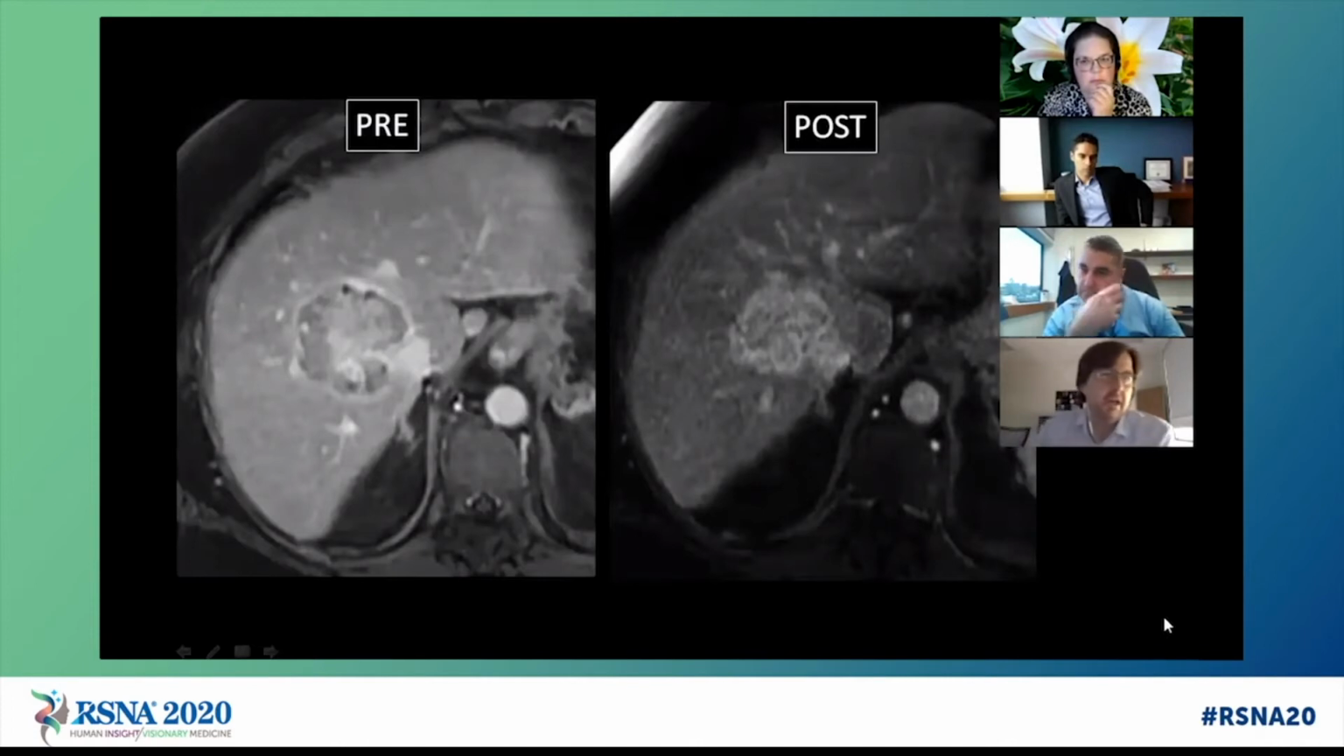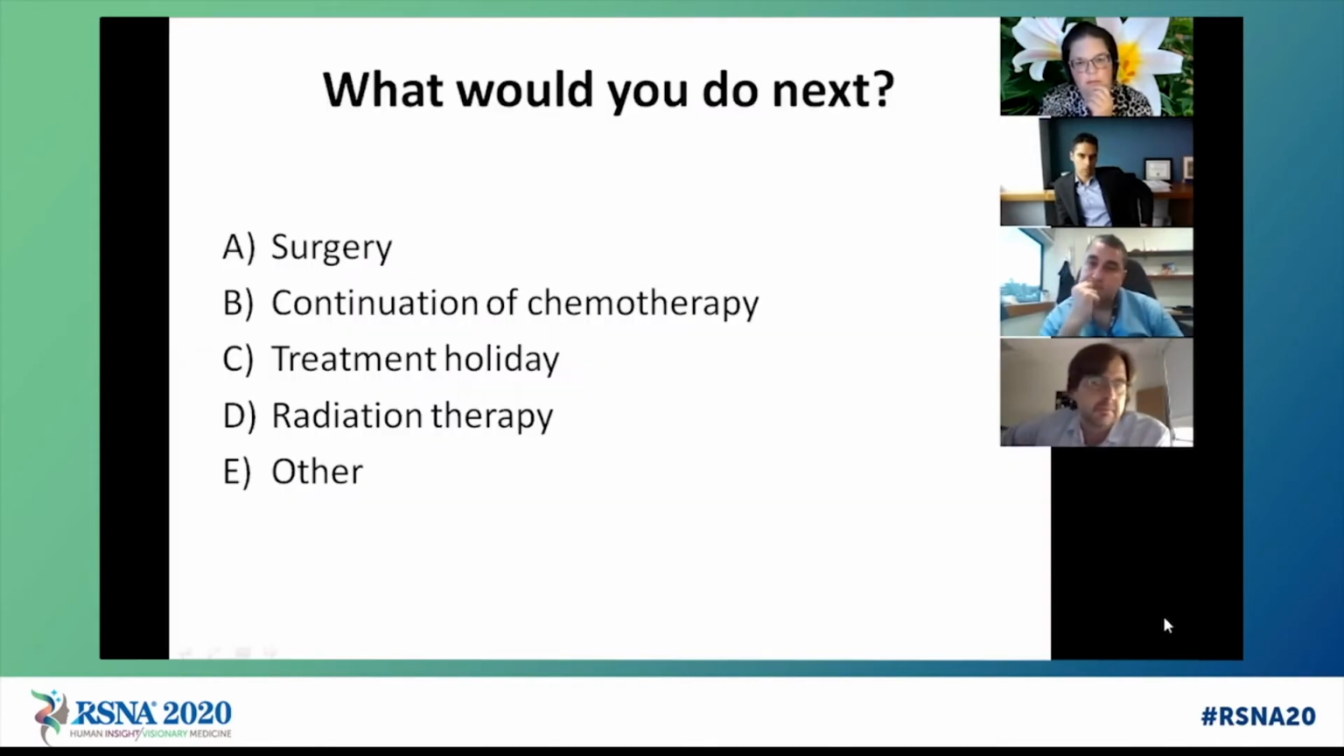Yeah, it shows some interval decrease in size. To the left is the pre and the post. It just shows some interval decrease in size, but there's still some persistent involvement in the vasculature. So what would you do next? Dr. Kadan, would you say that this is still surgically unresectable? Yeah, again, I'd have to see the inflow, but based on the degree of shrinkage that I saw with respect to the outflow, I would say that's probably still unresectable. Okay. So it was still involving both the inflow and the outflow.